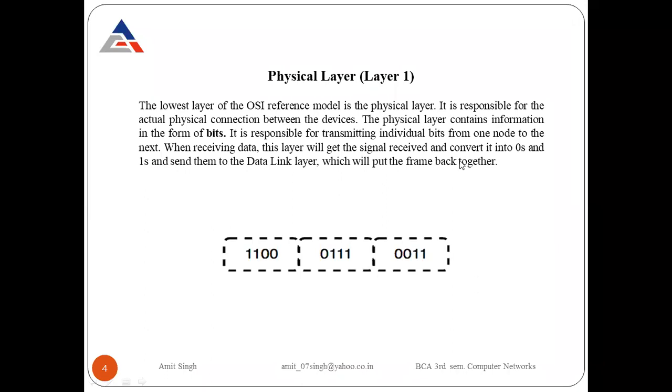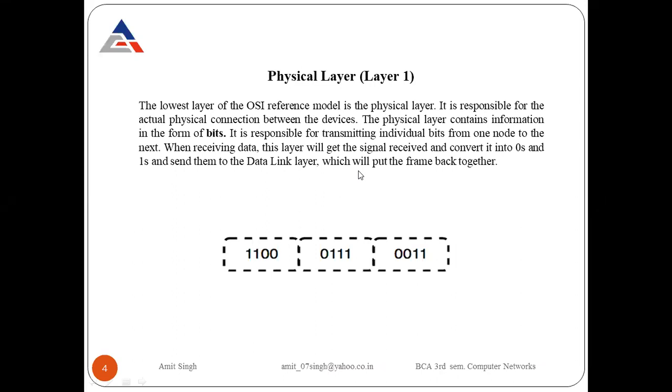So this is all about the physical layer. First, it is the first layer of the OSI model. Second, this layer is responsible for the physical connection between 2 different systems. The physical connection is made at the physical layer. Third, it contains information in the form of bits, zeros and ones. All the information contained in the physical layer should be in the form of bits, and it is responsible for transmitting individual bits from one system to the other.